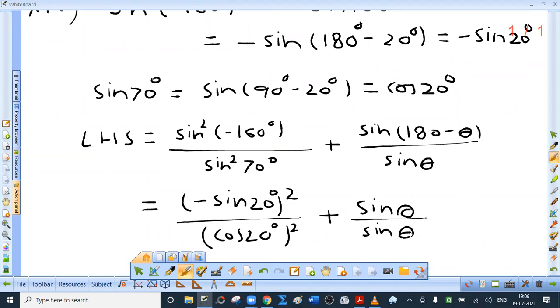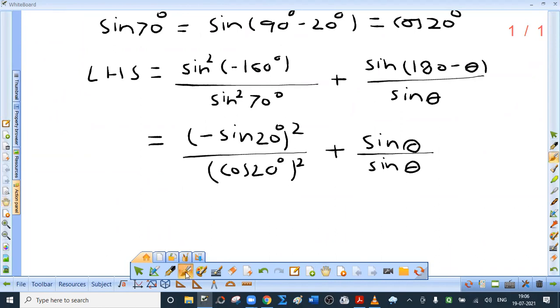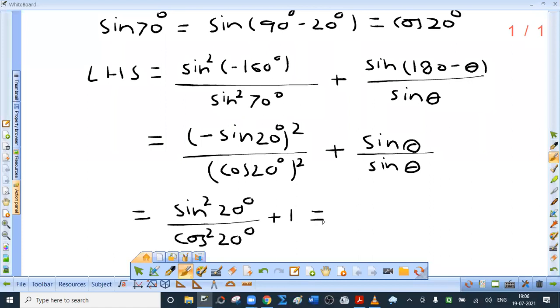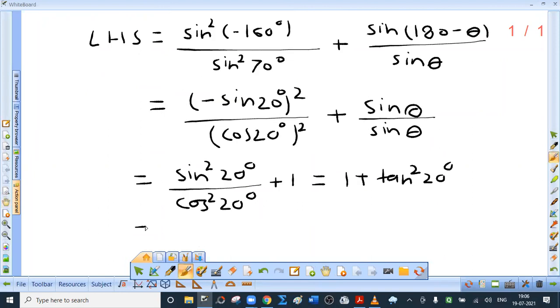See, it is all about the use of standard results. So this is sine square 20 upon cos square 20 plus 1. That is 1 plus tan square 20 degree, which is sec square 20 degree, which is the right hand side.